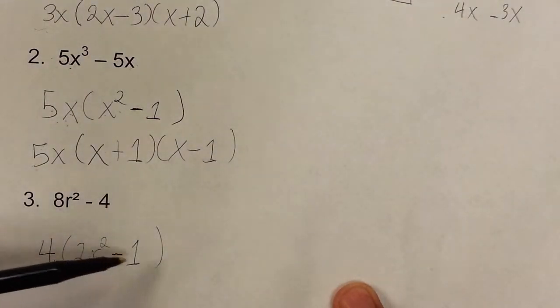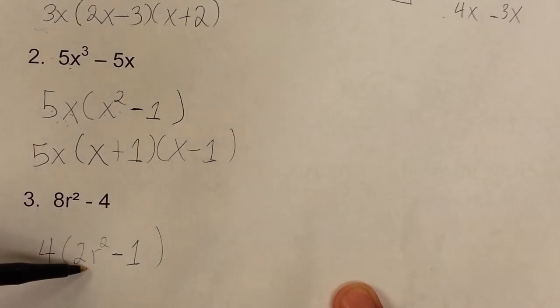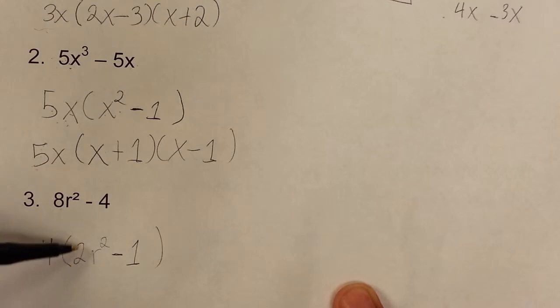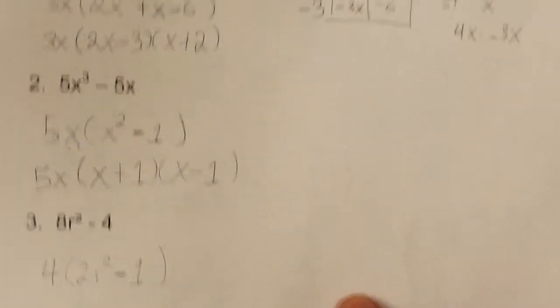Now, this is not a difference of squares because 2 is not a perfect square. There are no two numbers multiplied by themselves that give 2, so let's say 1 times 1 would give us 1, and then 2 times 2 gives us 4. There's no whole number that you can multiply by itself to get 2. So this is not a difference of squares, so this is the fully factored form of this question.